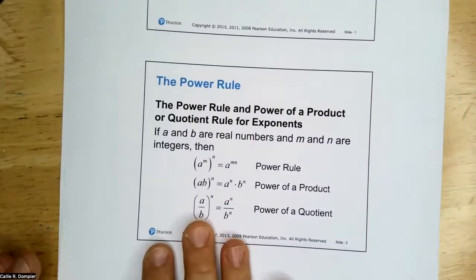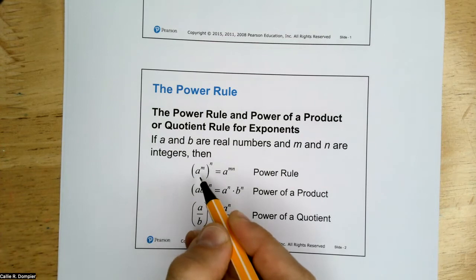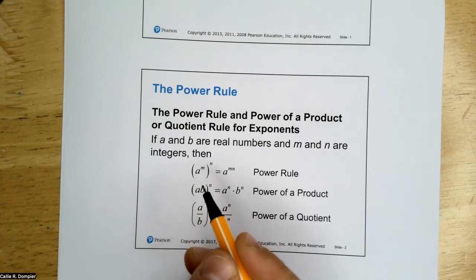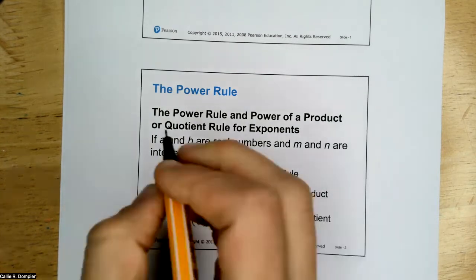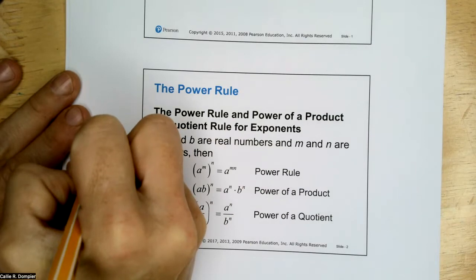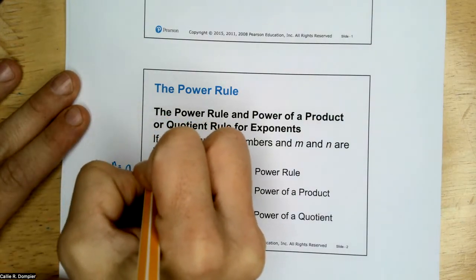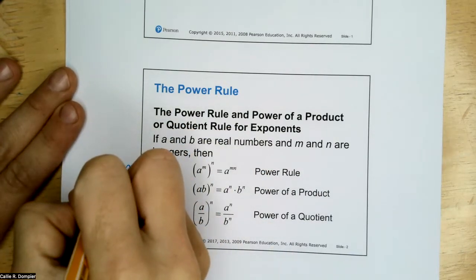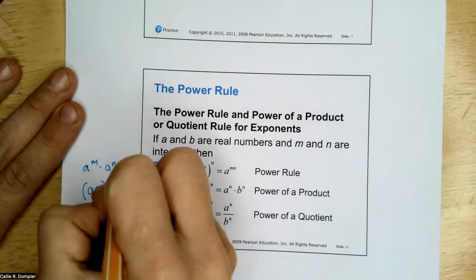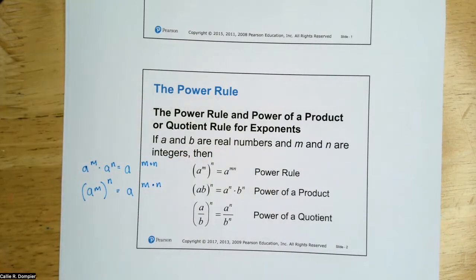Okay, so the power rule is if you have one base raised to a power within the parentheses and then raised to a second power outside the parentheses, you want to multiply the exponents but keep the base. So remember, we've learned that a to the power of m times a to the power of n is just a to the power of m plus n. However, that is different from a to the power of m being then raised to the power of n. Then you are going to take m and multiply it by n. That is the difference, okay?